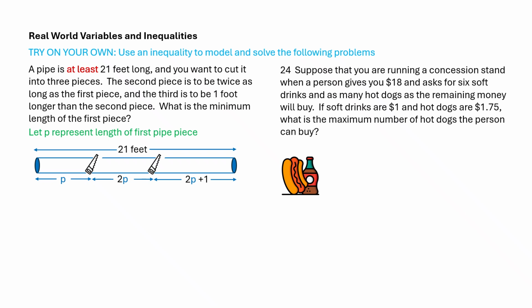All right. So remember, this is at least 21 feet long. That actually means the opposite. It's not less than, it's going to be a greater than or equal to. And I put some pluses in between all my pipe pieces. Let's go ahead and combine like terms. Subtract the 1 from both sides and divide both sides by 5. So the first pipe piece has to be greater than or equal to 4.